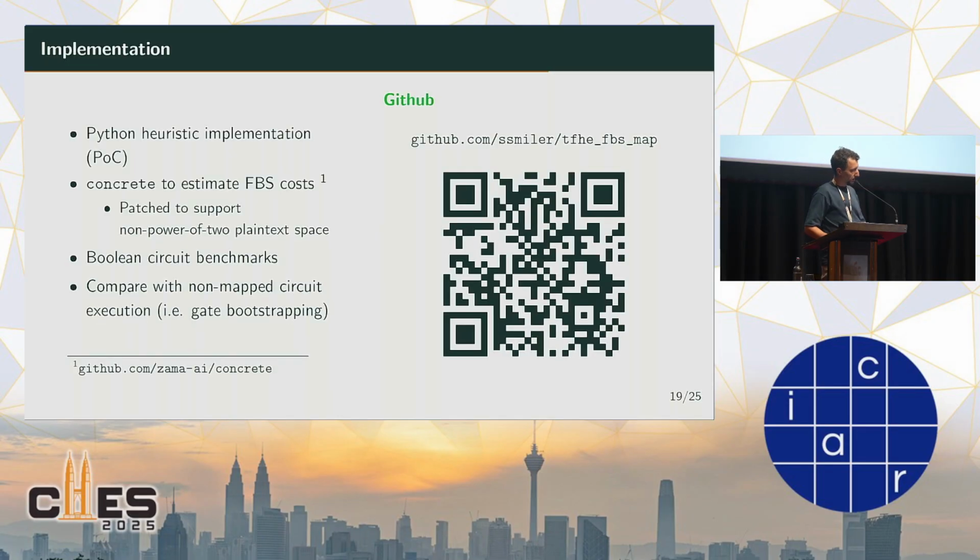We go to the implementation details. We've implemented a proof of concept in Python. We use Concrete to estimate the functional bootstrapping costs, and we've patched it to support non-power-of-2 plaintext spaces. We use different Boolean circuit benchmarks, and we compare the mapped circuit to the circuit which is evaluated using gate bootstrapping.